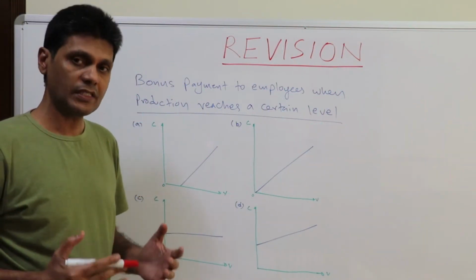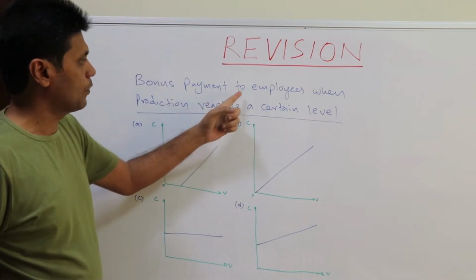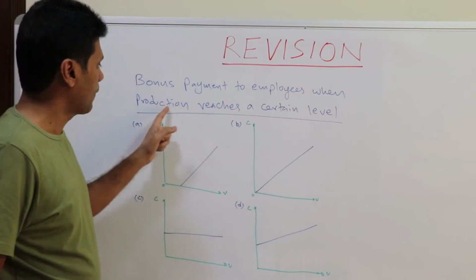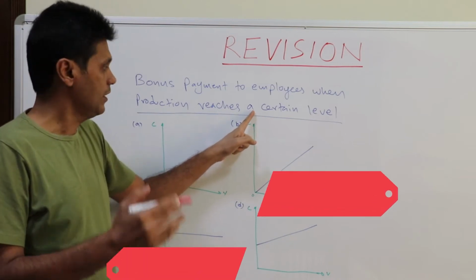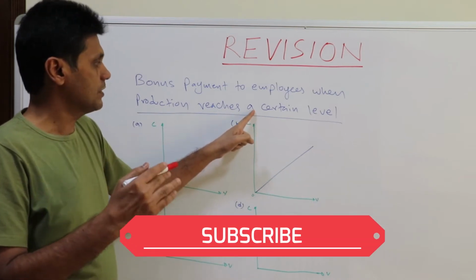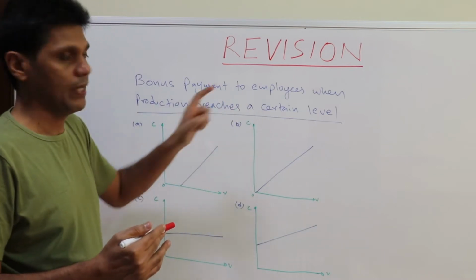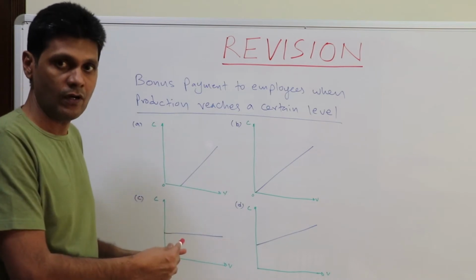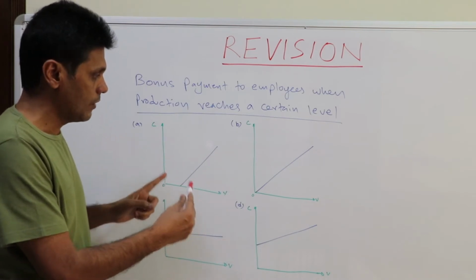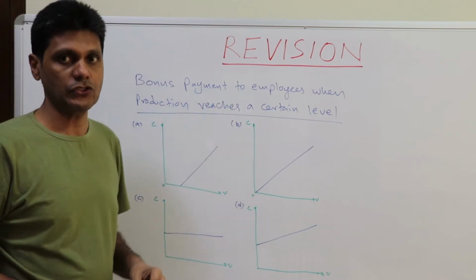So let's move on to the second question. The second question is bonus payment to employees when production reaches a certain level. Okay, so when the production reaches a certain activity level, there will be a payment, a bonus payment. Okay, so out of this graph, we need to identify which graph illustrates the cost described in the question.